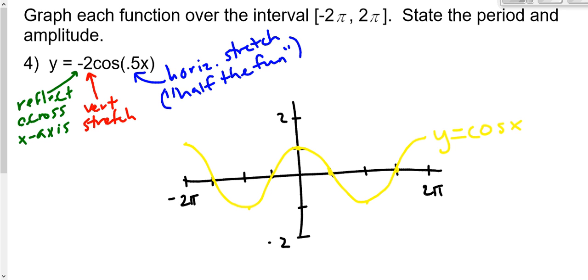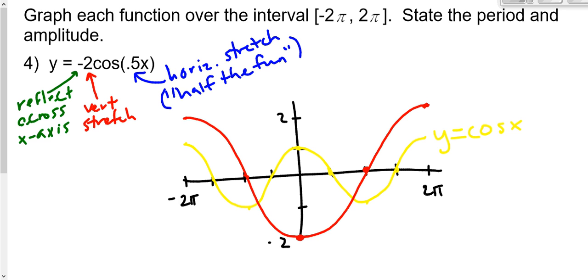So you don't necessarily have to do all those things at one time. Flipping it upside down and stretching it twice as tall. So we're going to start at the bottom instead of starting at the top. And then we're going to get to the middle twice as far out as we normally would. And then we're going to get back to the top twice as far out as we normally would. And same thing on the other side. So we get this.